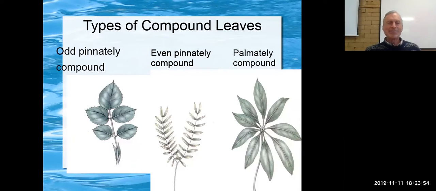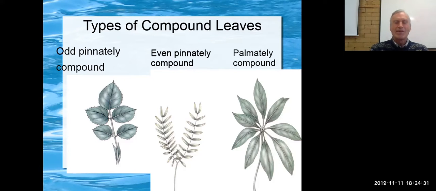So, there are different types of compound leaves. The one on the left is odd pinnately compound. The pinnate refers to, there's one main midrib petiole going down the middle of it, and then there's others branching off the sides. And the odd means that there's an odd number of leaflets. There's 5 leaflets on this one.